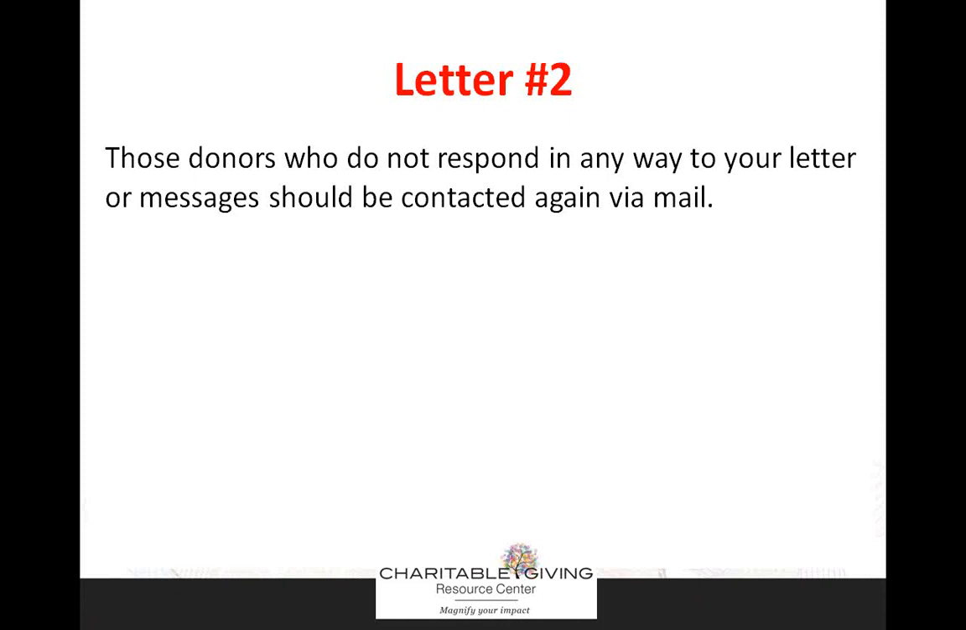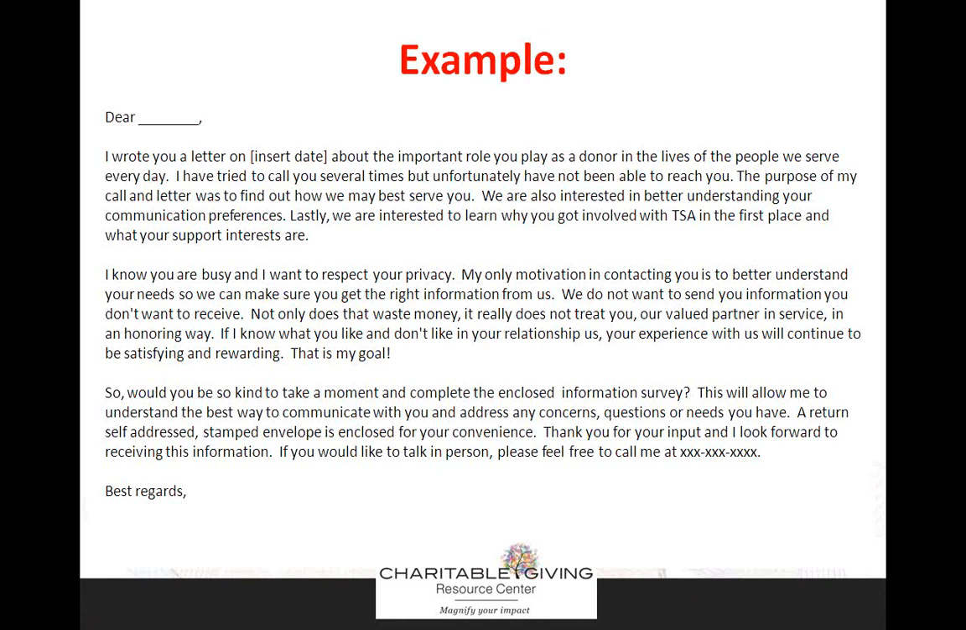So here's an example. Again, I'm not going to go through the whole thing, but you want to reiterate that you know they're busy, you respect their privacy, what's your motivation in contacting them. You don't want to send information that they don't want to receive, and not only does that waste money, it doesn't treat them the way they need to be treated. So you end by saying, would you be so kind to take a moment and complete the enclosed information survey? Maybe they don't want to tell you in person, but they'll fill out a card and send it back to you.